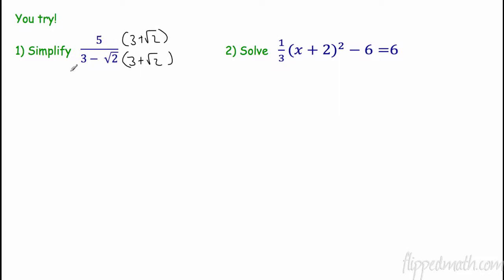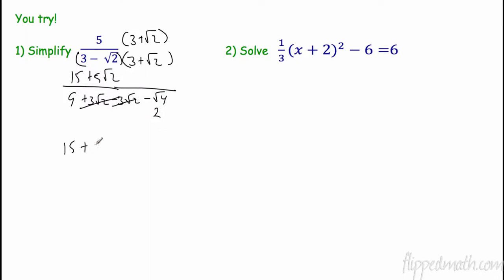So 5 times 3 is 15, 5 times radical 2 is 5 radical 2. On the bottom I have 3 times 3 is 9, 3 times radical 2 is plus 3 radical 2, negative radical 2 times 3 is negative 3 radical 2, and of course negative radical 2 times radical 2 is negative radical 4. We know these are going to cancel in the middle, and we know this is 2, so 15 plus 5 radical 2 over 9 minus 2 is 7.